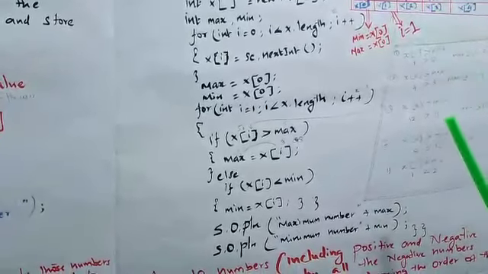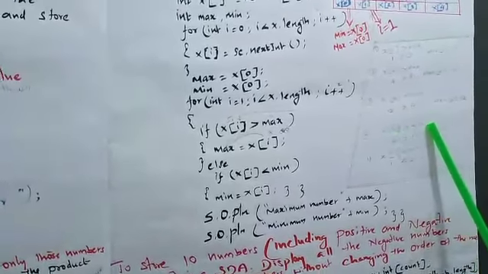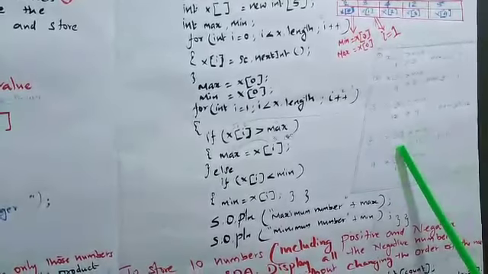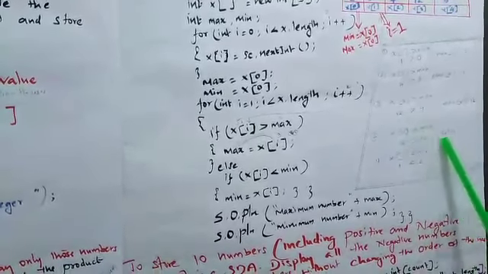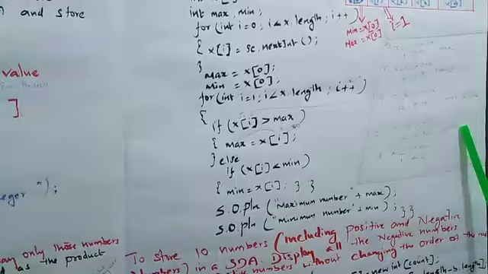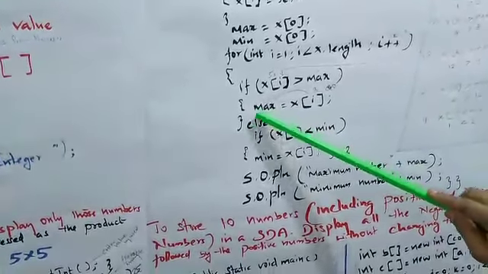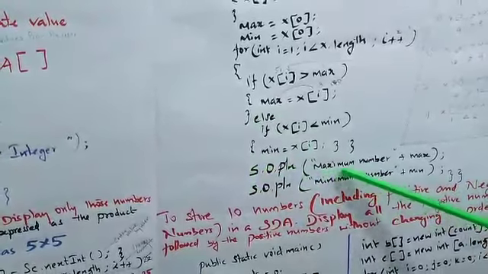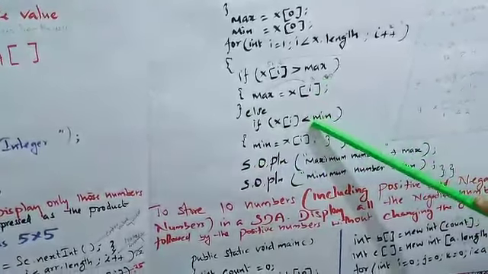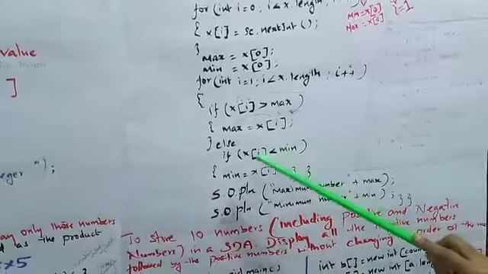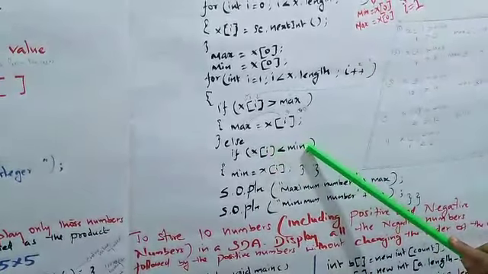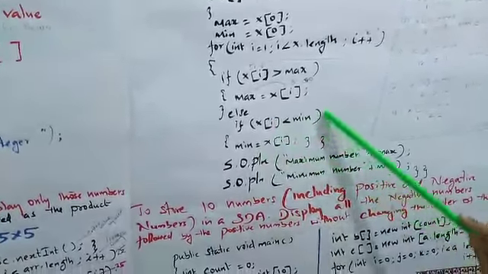Why? Because x of 4 greater than max? Why? Because 5 is greater than 12? No, it is false. So now we will not enter the if part, because we come out from the if part. Till now we have not got the minimum, now we got the maximum. Minimum is already there: if x of I less than minimum. So we want to do that, because we come to that part.